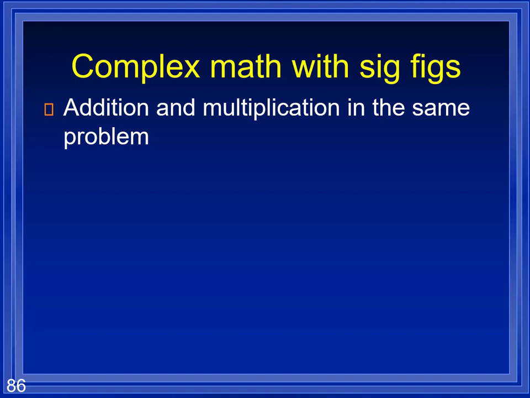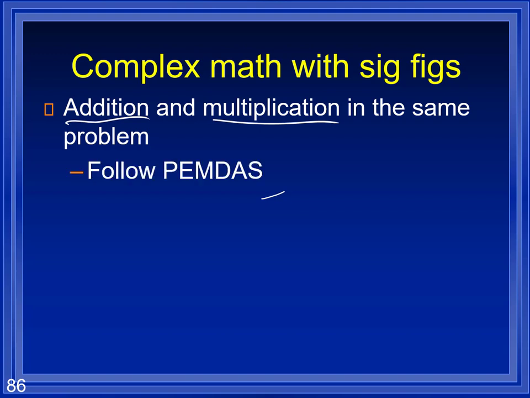But what if I have addition and multiplication in the same problem? What do I do then? Well, first of all, you do it in the right order. Just like in math class, parentheses, exponents, multiplication, division, addition, subtraction. Okay, so you have to follow the rules. But these rules from here to here are all about sig figs, and from here to here it's about decimal points, decimal places.